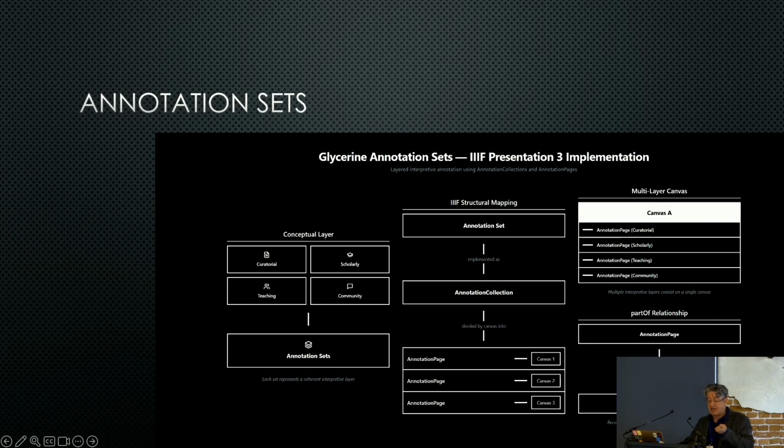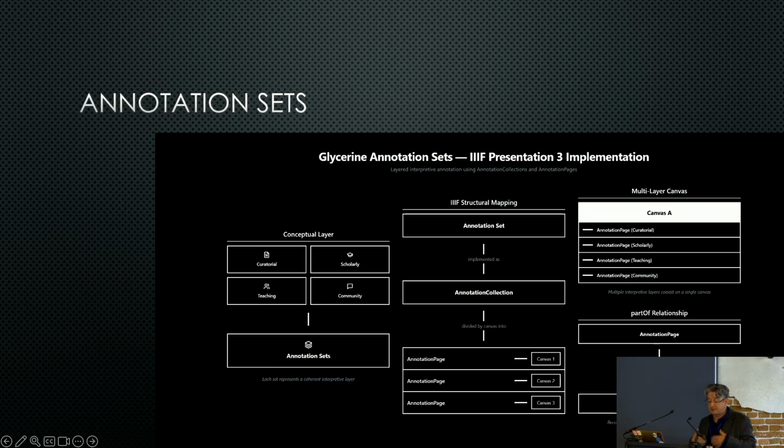However, IIIF attaches annotations at a canvas level. For that reason, Glycerine breaks each annotation collection into a series of annotation pages, one annotation page for each canvas that contains annotations from that set. These annotation pages are embedded directly within the relevant canvas using the standard IIIF annotations property.